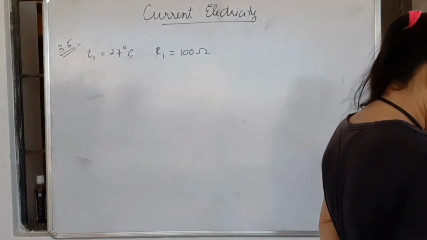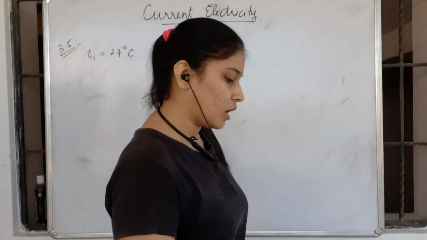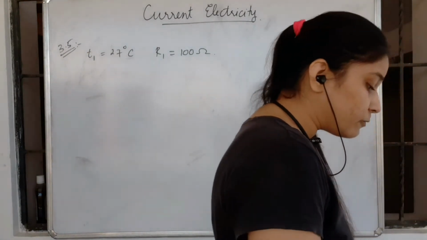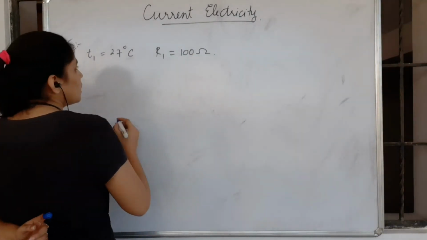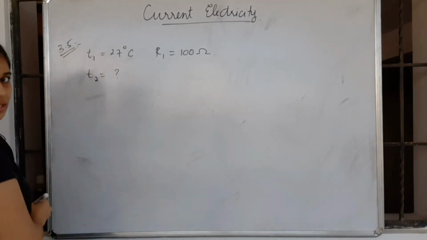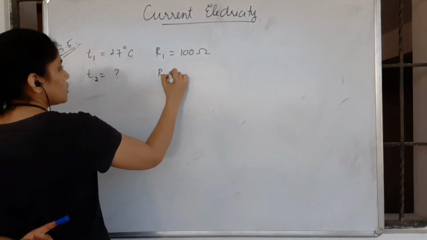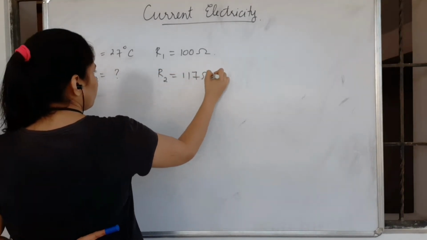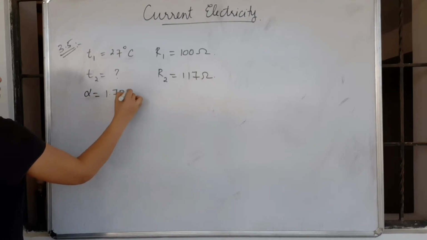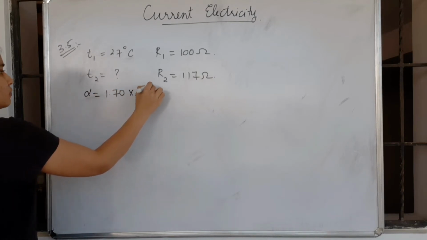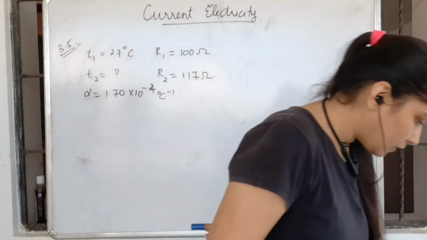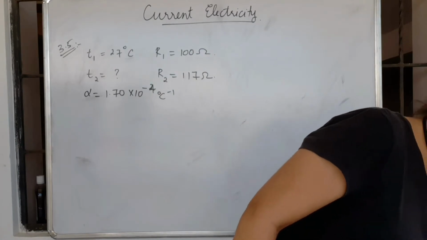They are asking what is the temperature of the element if the resistance is found to be 117 ohm, given that the temperature coefficient of the resistor material is 1.70 into 10 power minus 4 degrees Celsius inverse. So T2 temperature we don't know, that is what is asked, and R2 resistance is given as 117 ohm. Alright, and alpha, the temperature coefficient of resistance, is given as 1.70 into 10 power minus 4 per degree Celsius.